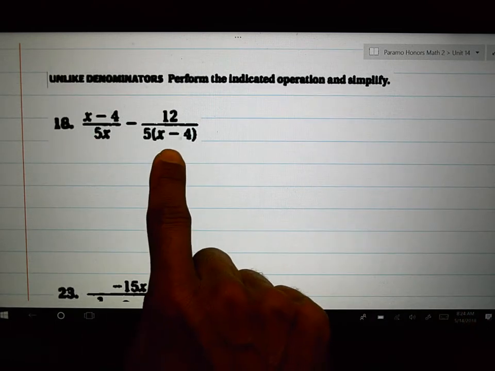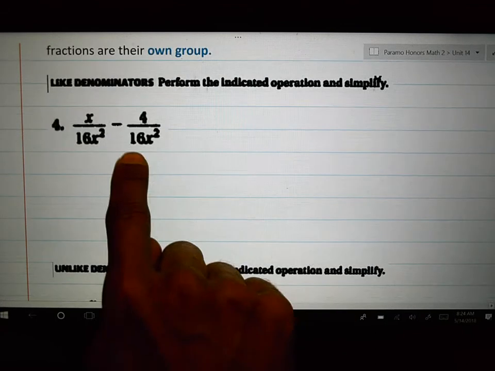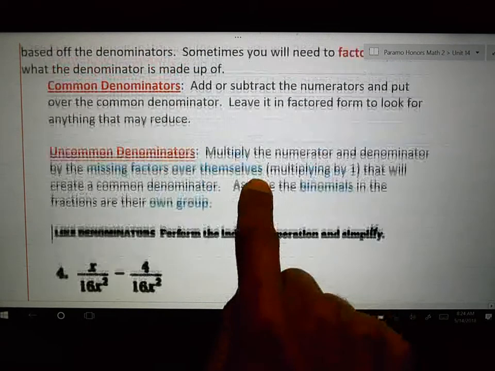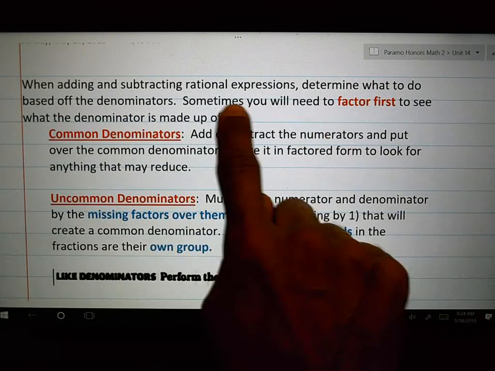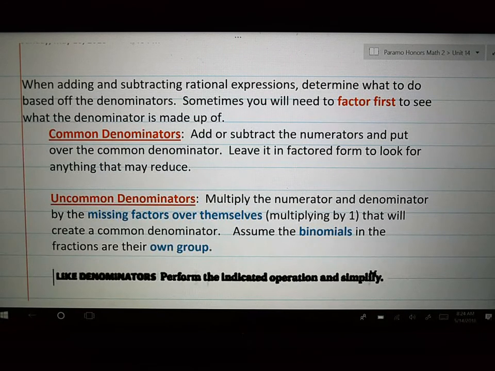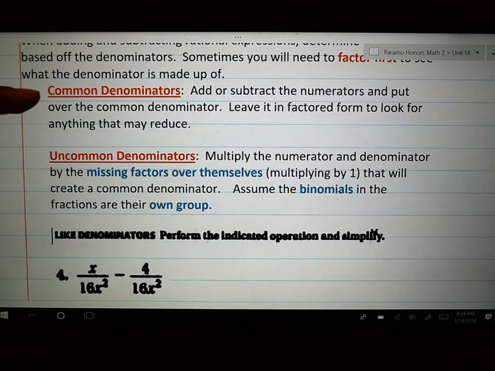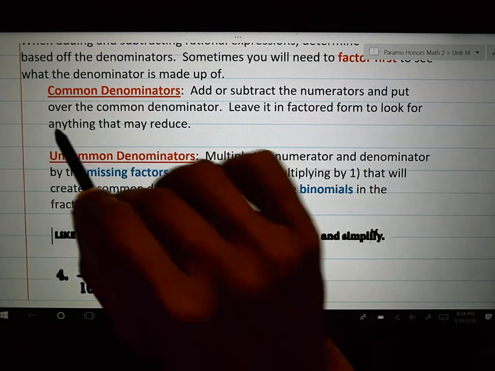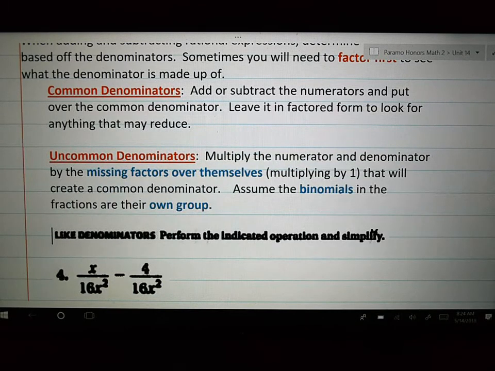You're lucky on some of the problems they have it factored for you, so you don't need to worry about that. If it's a monomial, it doesn't matter. But sometimes you will need to factor first to see what the denominator is made of for problems that are not factored, that are trinomials. So, if they have common denominators, you add or subtract their numerators, and your common denominator doesn't change.